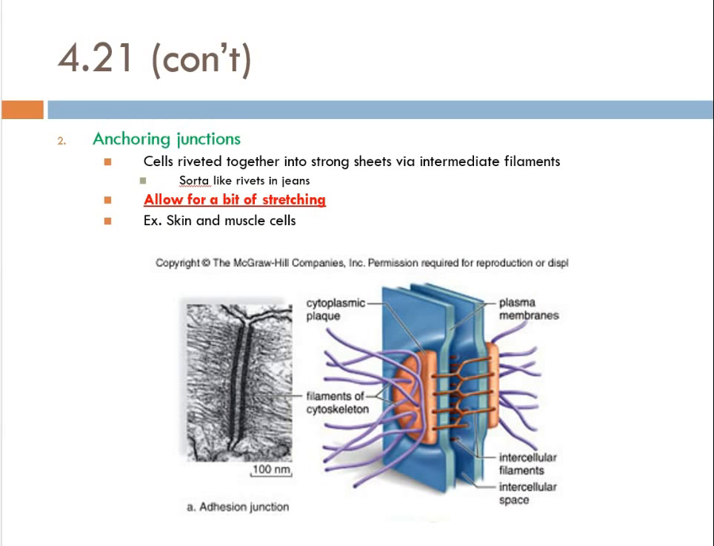The next one would be anchor junctions, cells that sort of hold each other together, and they allow for a bit of stretching, so cell A and B can move a little bit. So these are going to be seen in skin and muscle, where you're going to see these types of stretching and pulling that you wouldn't really see in a kidney cell.